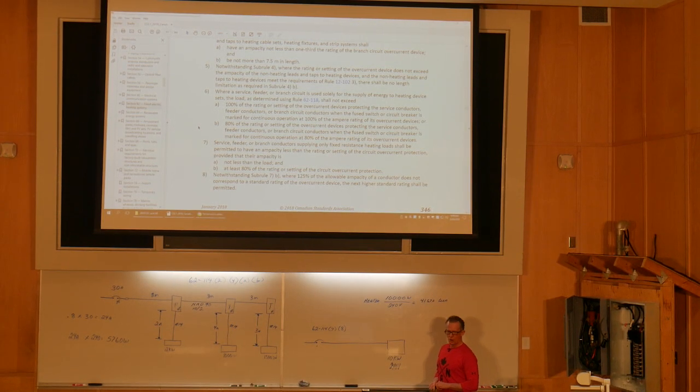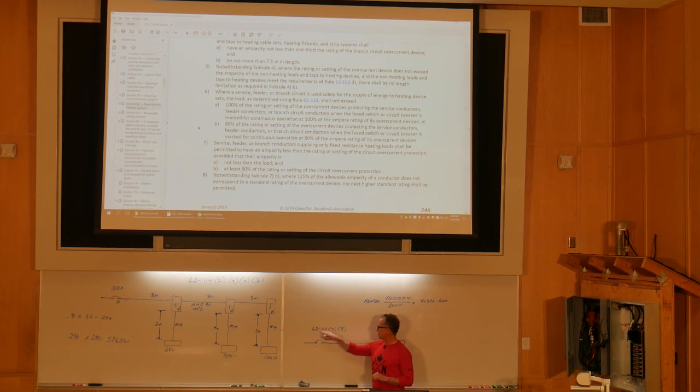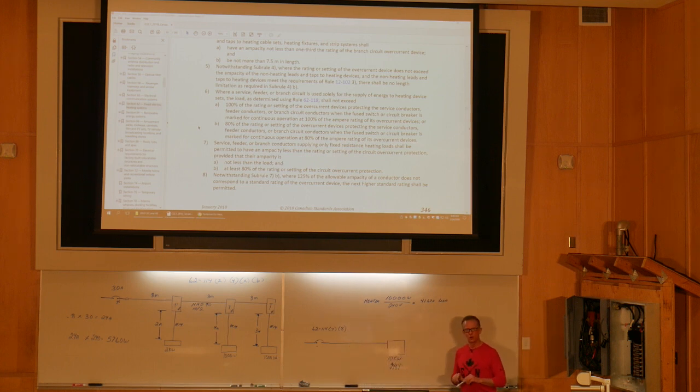All right, so I want to look at this rule here, 62-114(8), which deals with, it's unique to fixed resistance heating loads. All right, so we have a 10 kilowatt heater, 240 volt. We do the math, 10,000 watts divided by 240 gives me 41.67 amps.